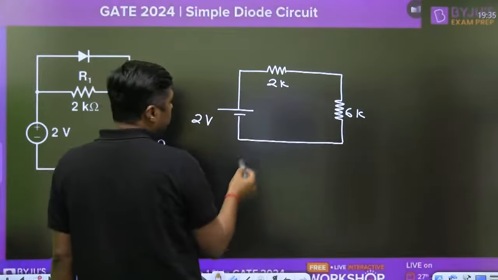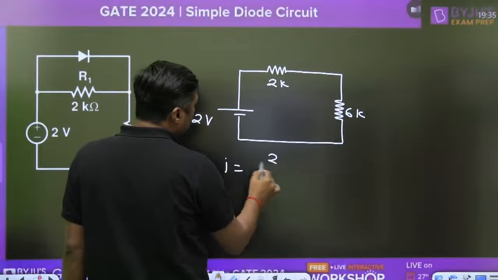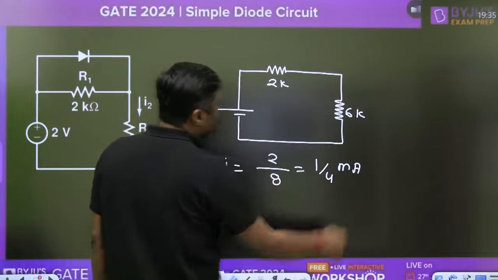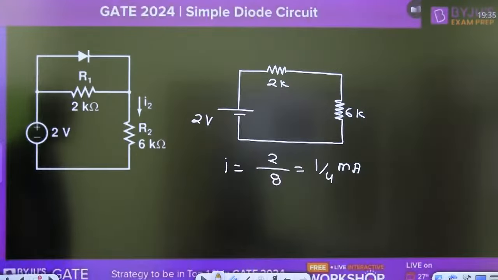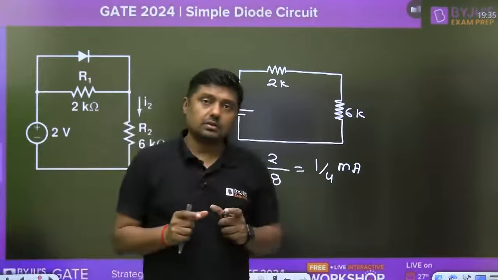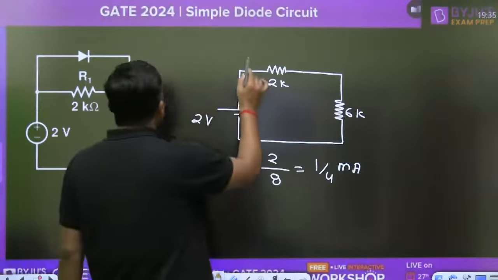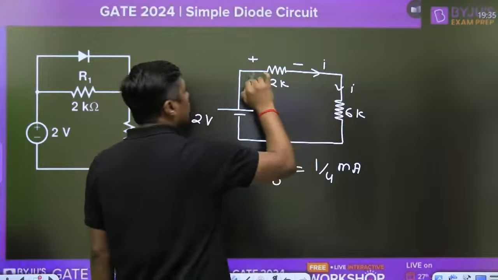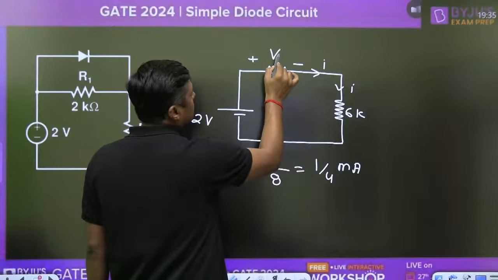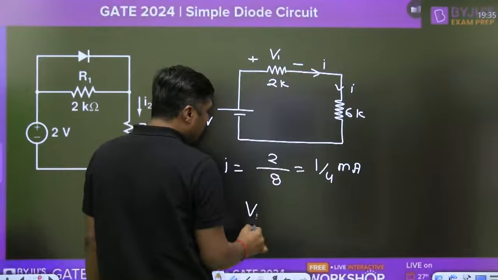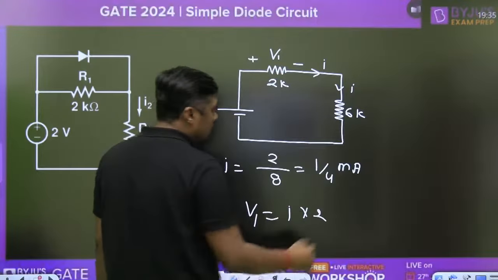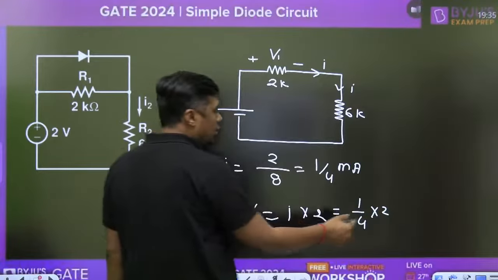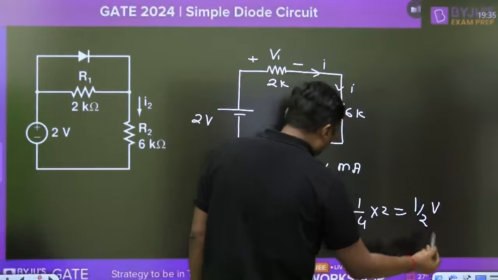Okay, find the current. When I am going to find the current, it will become 2 divided by 6 plus 2, 8. 1 by 4 milliampere. 1 by 4 milliampere, guys. Now, if it is a 1 by 4 milliampere, okay, then find the drop across this 2 kilo ohm resistor. Because the current enters like this. So, what is the drop across this resistor? V1. You can find V1 is equal to I into 2. And I into 2 means 1 by 4 into 2 kilo ohm. Milli is cancelled with the kilo. You will get 1 by 2 volt. 1 by 2 volt means what? 0.5 volt.